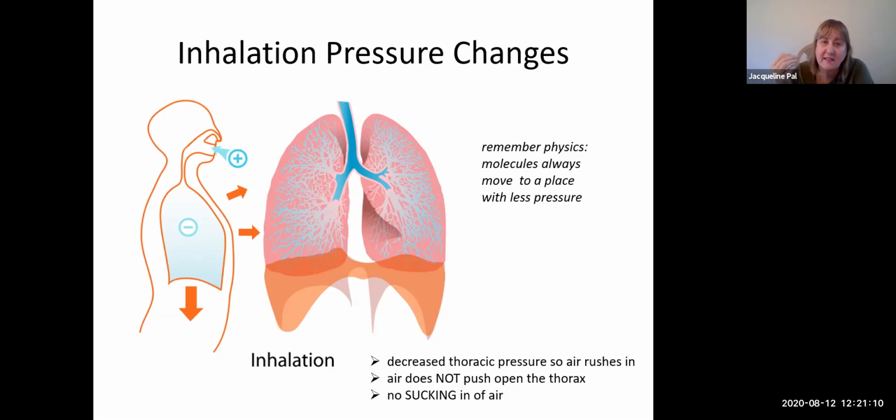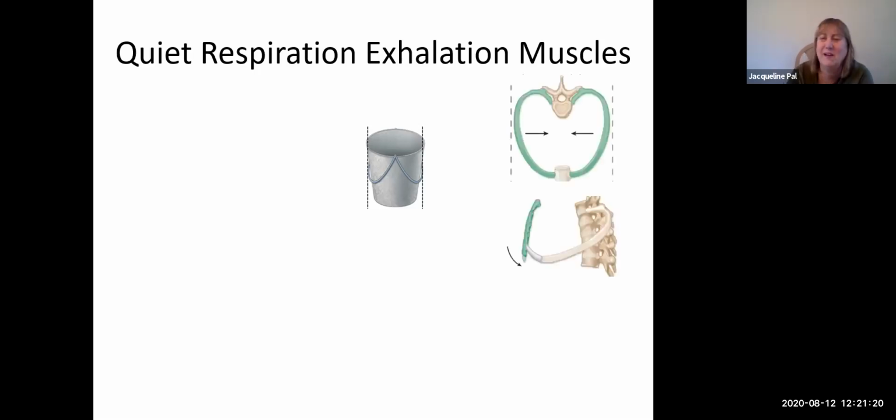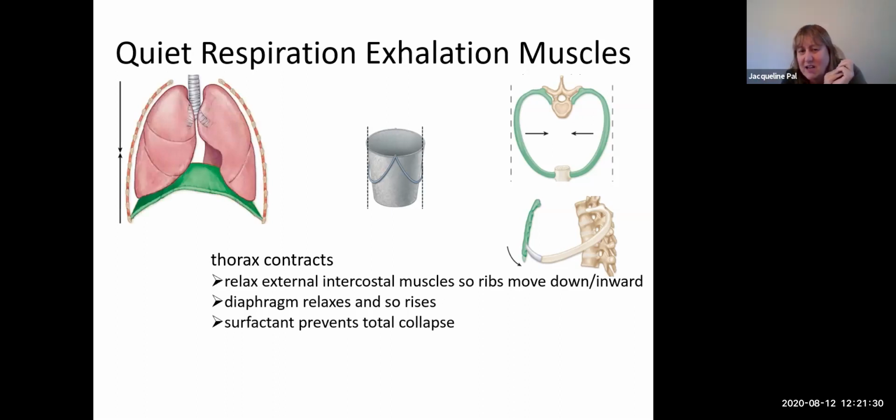Now, how does exhalation occur? Well, we want those ribs to plummet. How are we going to get those ribs to fall? We're going to relax our external intercostal muscles. How are we going to get the diaphragm to plummet? We're going to relax our diaphragm. Why do the lungs not totally collapse on themselves? Because our friend surfactant prevents that total collapse.